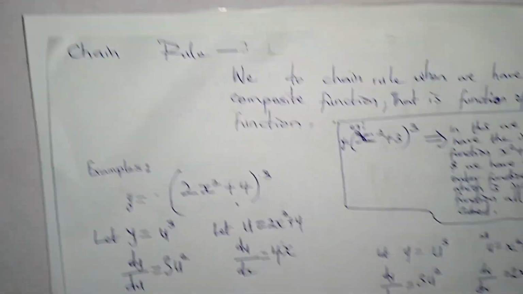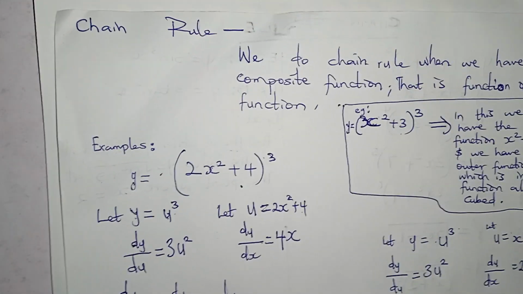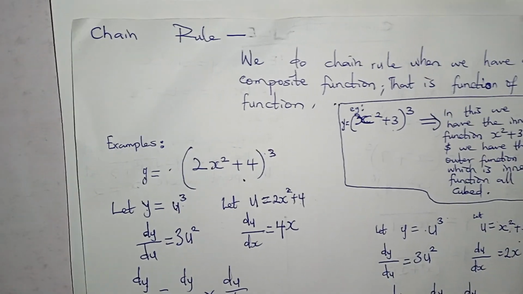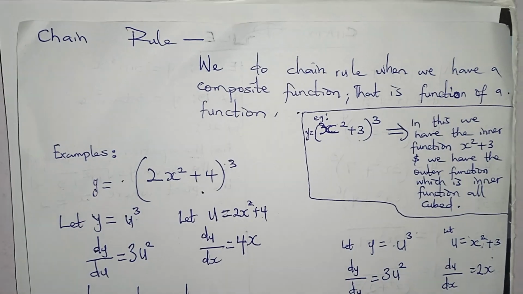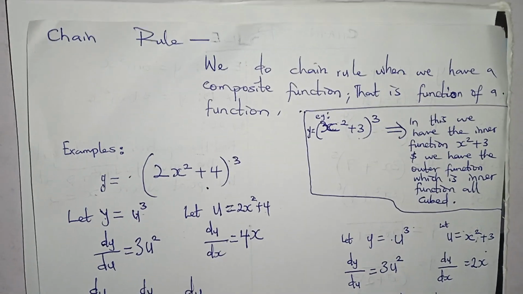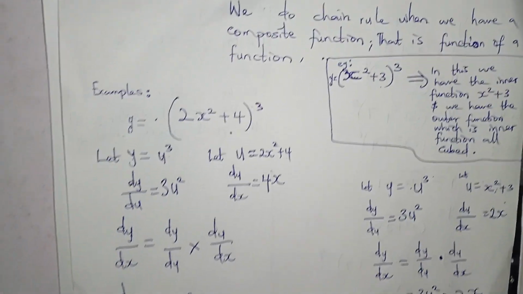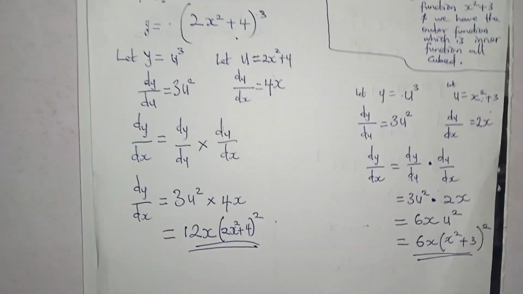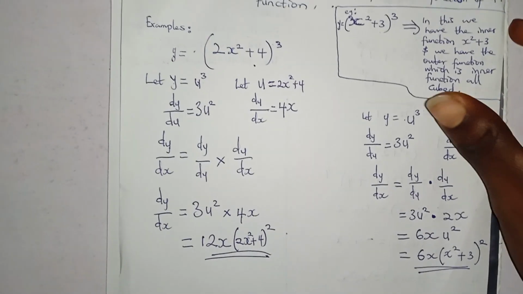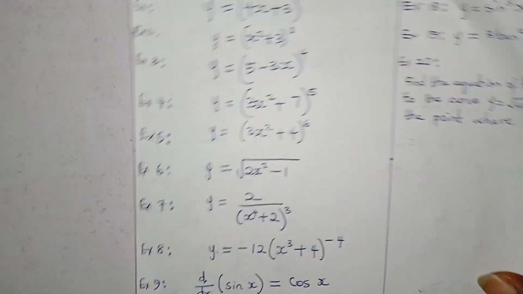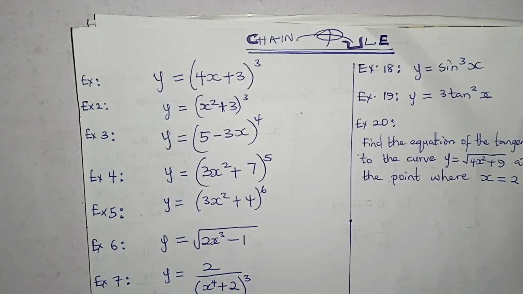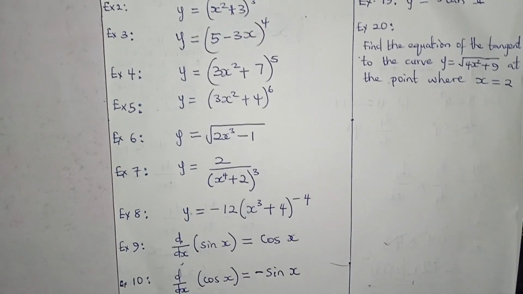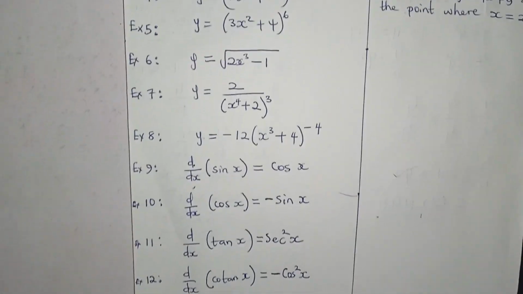So today Academic Dad is going to be teaching you everything on chain rule. Now we do chain rule when we have a composite function, that is, a function of a function. We've already solved this, but if you look at this right here, we have a couple of examples, and I will need us to go through this.